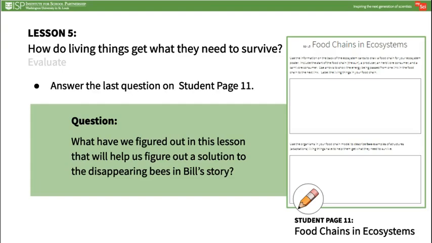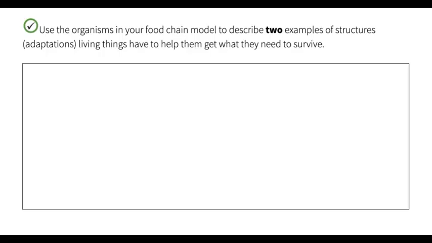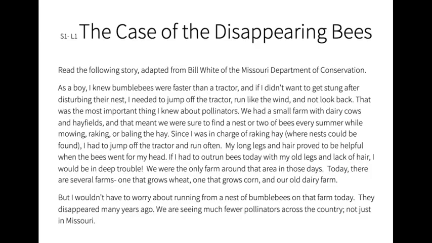In the Evaluate portion of the lesson, students return to this journal page and respond to the last question shown here. After giving them time to share out, return to the unit phenomena of the disappearing bees and ask what we have figured out in this lesson that will help us figure out a solution to the problem. It may be helpful to record their responses on chart paper so that students have evidence of how their thinking is evolving over time.